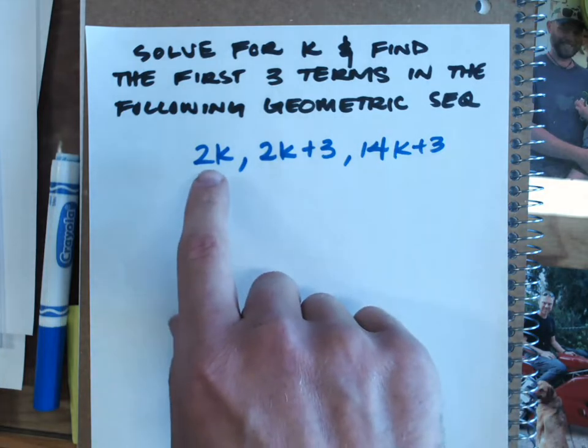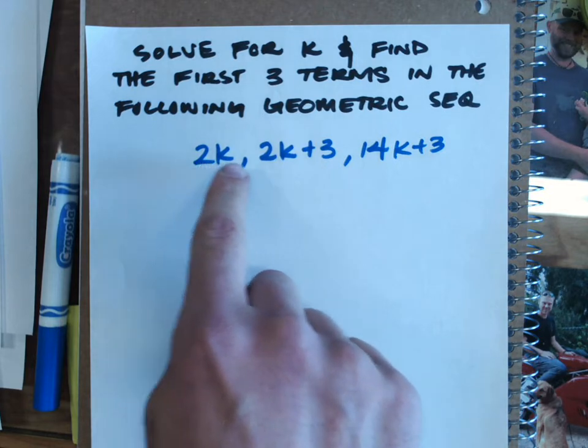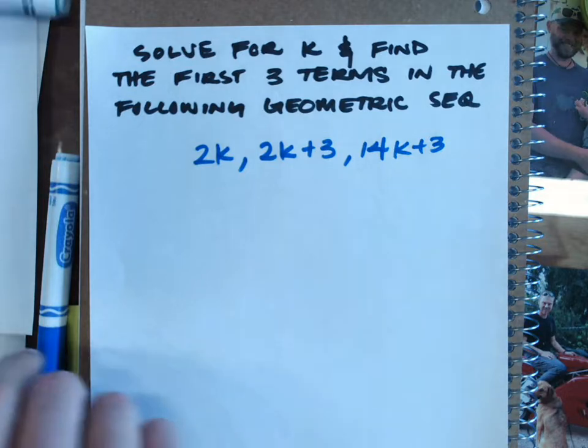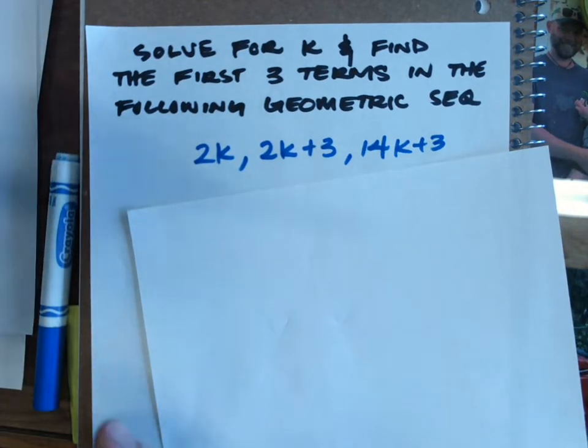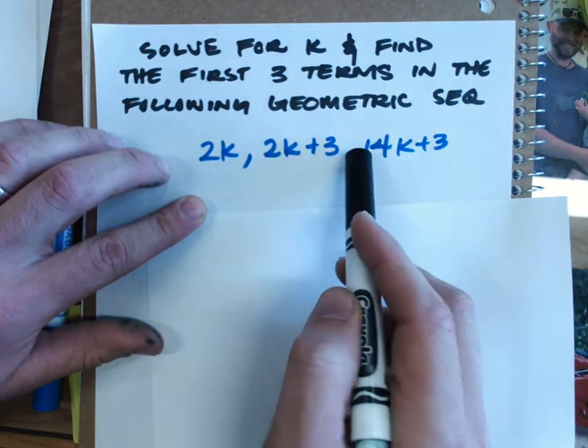All right, so we're going to solve for k here in the following geometric sequence, although we don't know what any of the actual numbers of the sequence are. We just stuck with these algebraic expressions. And what we're going to do is figure out the ratio here. Since it's geometric, we know there's a ratio that's maintained.